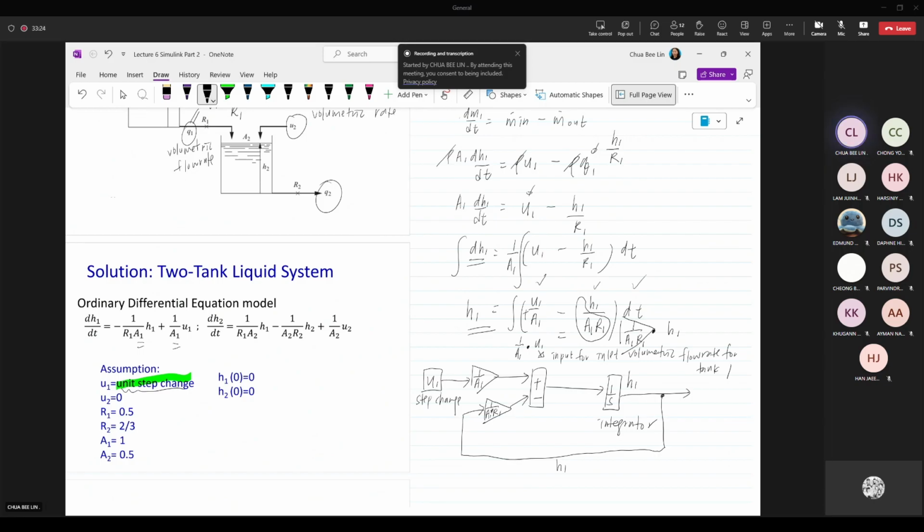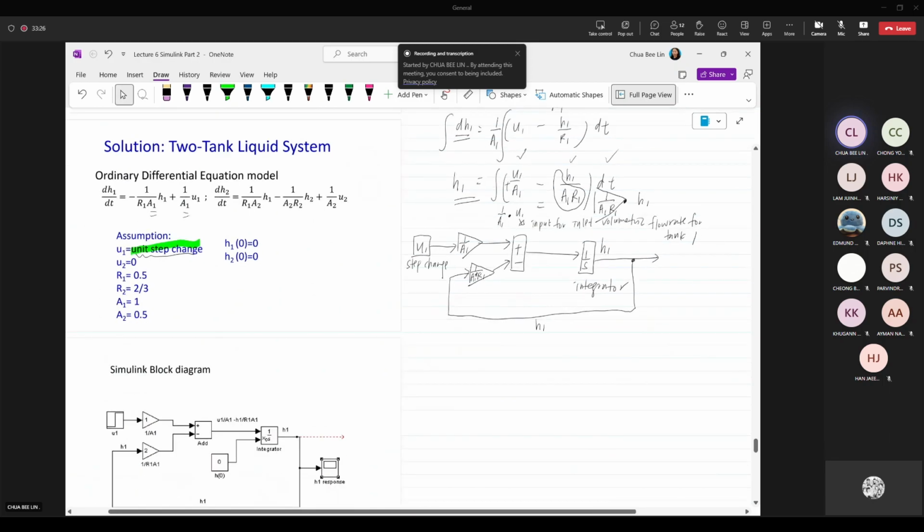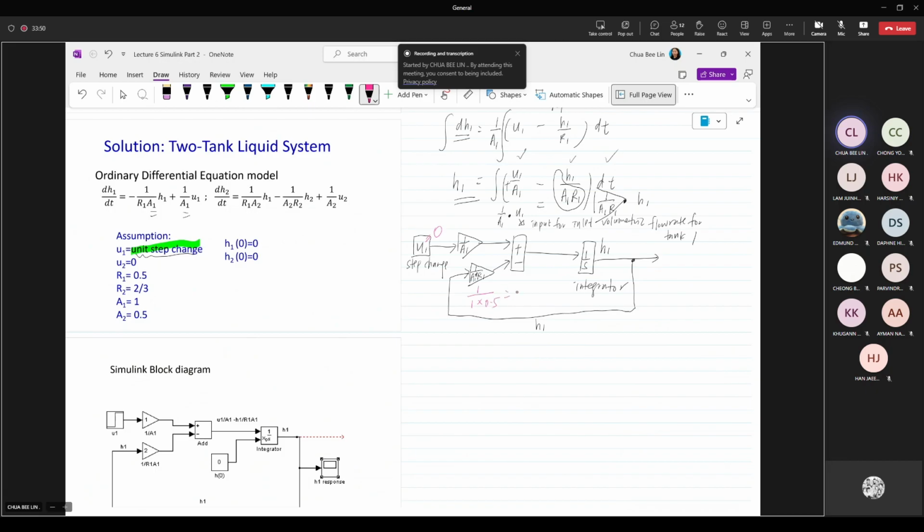So if you compare the answer over here, it is exactly the same. But you have to include, for example, they already say U2 is 0. So you just put U2 is 0. And then your 1 over A1. A1 is 1 multiplied with the R1. Your R1 is 0.5. So 1 over 0.5 will give you the answer of 2. So you can include this one inside as a 2, also fine.